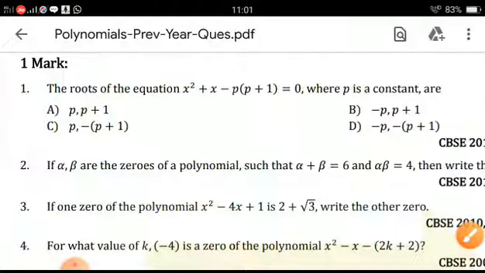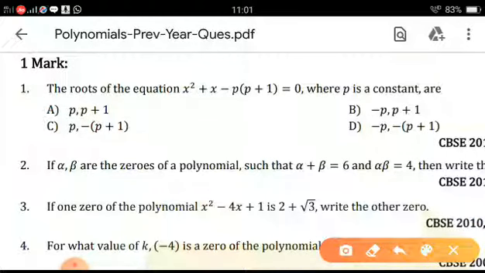Is that clear? Okay. Next: if one of the zeros of the polynomial x square minus 4x plus 1 is 2 plus root 3, write the other zero.